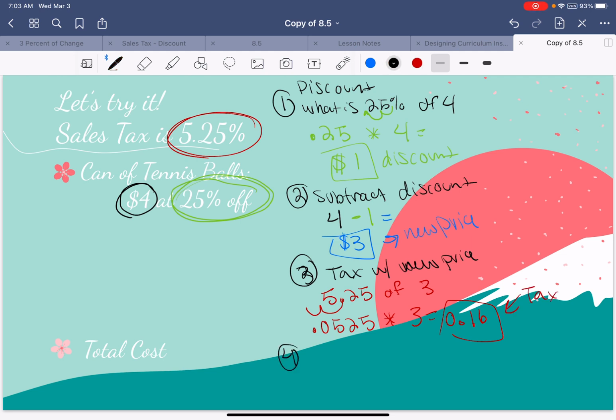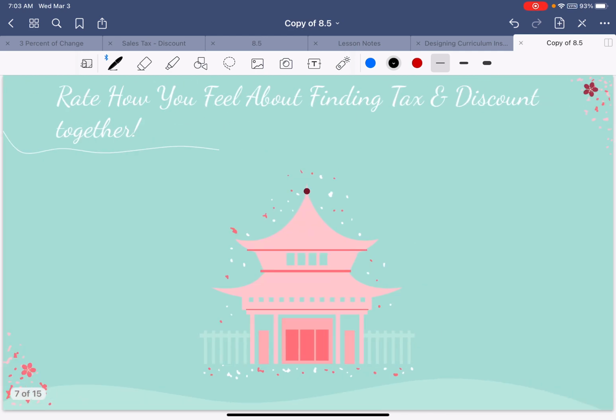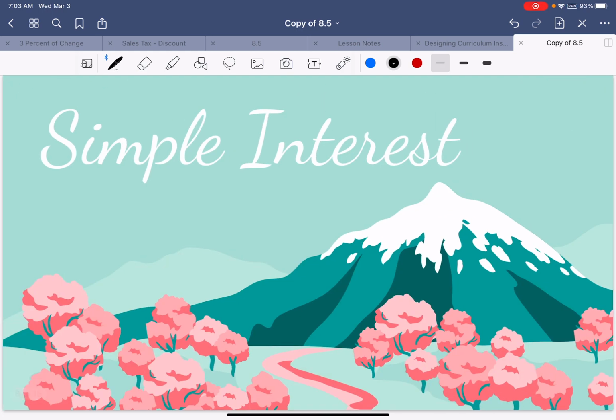And then step 4 is we're going to do the new price plus the tax. So my new price is $3 plus my tax of 0.16. And that equals $3.16. So this is how much I am actually paying at the store after doing a discount and then paying tax. It's $3.16. Okay, I want you to quickly rate how you feel about finding tax and discount, okay? So please give me a rate. And then if you have any questions, you can type it on the slide before.